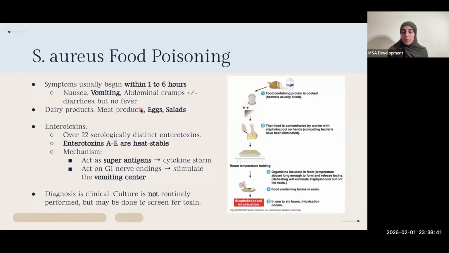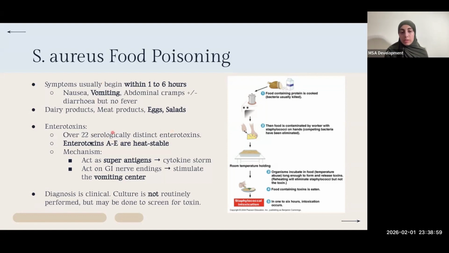How do you get the Staph aureus food poisoning? From dairy products, meat products, eggs, salads. Eggs and salads are very important, okay? They're very important keywords, especially in questions. Eggs and salads. Again, you have a preformed toxin, so it's an enterotoxin.